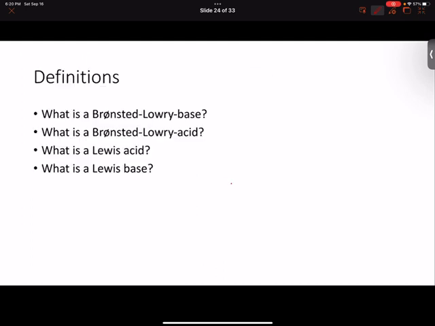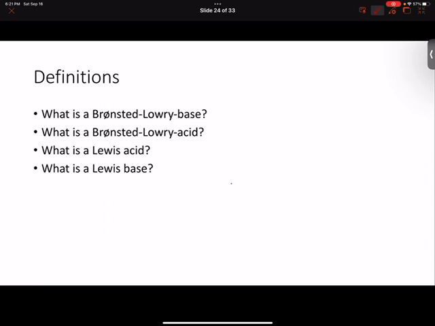Okay, so now we're getting to the hard part. We're going to do Bronsted-Lowry base, Bronsted-Lowry acid, Lewis acid, and Lewis base. I know that a lot of people get confused about the definitions of bases and acids. What is a Lewis acid? What's a Lewis base? To be honest, it can be pretty confusing, but they do correlate with each other.